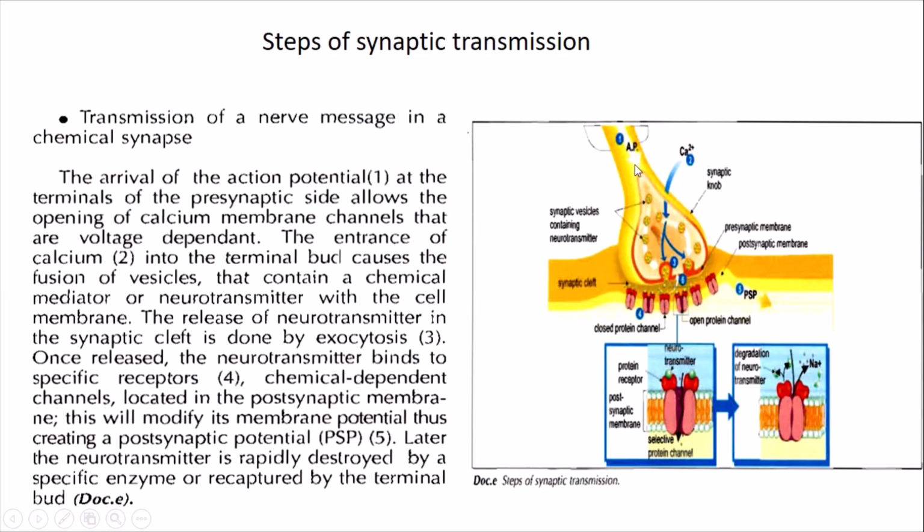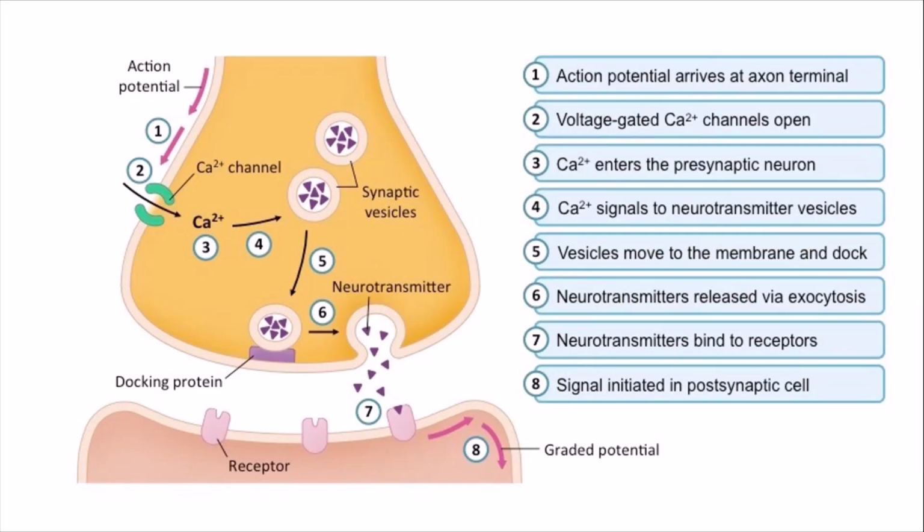The action potential has to arrive. Then we have something related to calcium, it's entering. Then what happens in step number 3, after the release or exocytosis, we have the neurotransmitters are binding on specific receptors. Then we have chemical dependent channels located on the postsynaptic membrane. This will modify the membrane potential, etc. A lot of data here. So I'm going to take my time and explain them one by one. This is, I think, a simpler way.